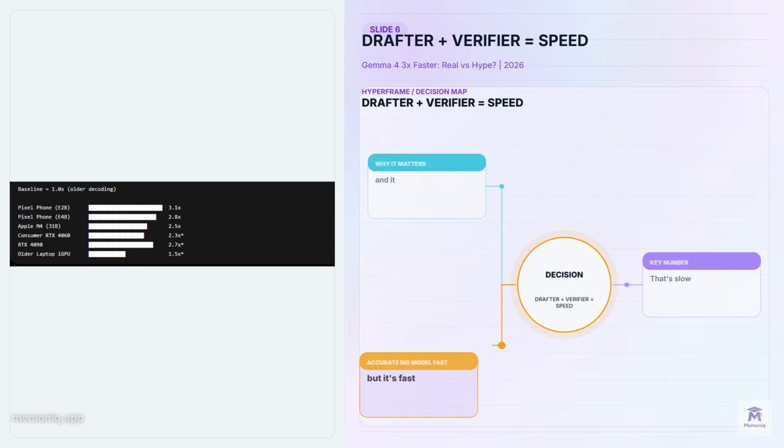The drafter also shares the KV cache with the target model. Think of the KV cache as the model's working memory, all the context it's already processed. The drafter doesn't have to recalculate any of that. It just reads what the big model already figured out. That's a huge efficiency win. The result: you get the exact same output quality because the big model is still the final authority, but it arrives way faster. Zero quality degradation, just speed.